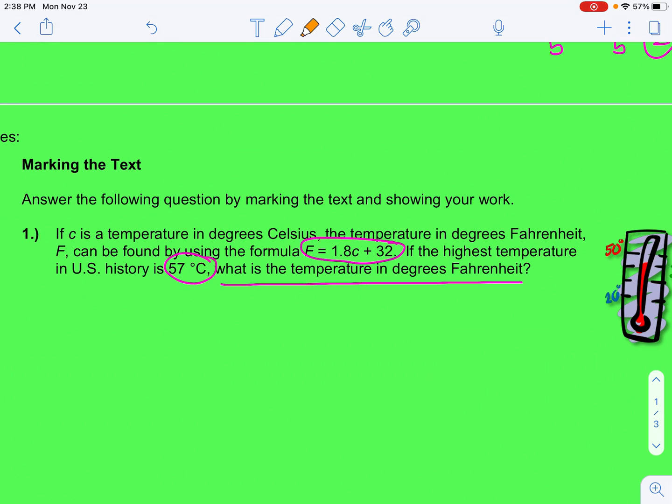So I think there's a few action words that we need to highlight. I think the word formula is telling us that we're going to use this to figure out our answer. And I also think degrees Fahrenheit and temperature are important because it's telling us what we need to do. We need to plug this 57 in for C to figure out what F is.